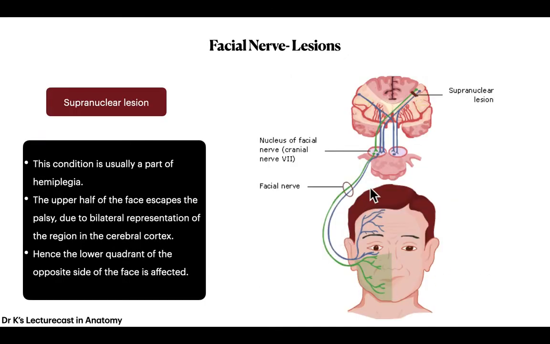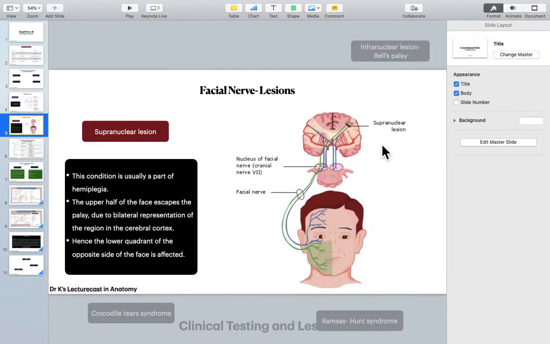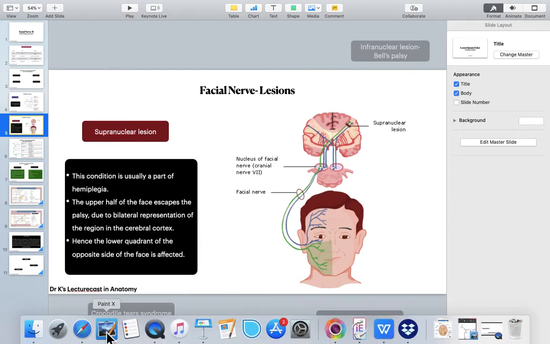Can you see here? The facial nerve, once it emerges and exits through the stylomastoid foramen, we saw it gives branches which supply the muscles of facial expression. This is the motor nucleus of the facial nerve. Okay, so I'll just draw and show you a simple diagram.